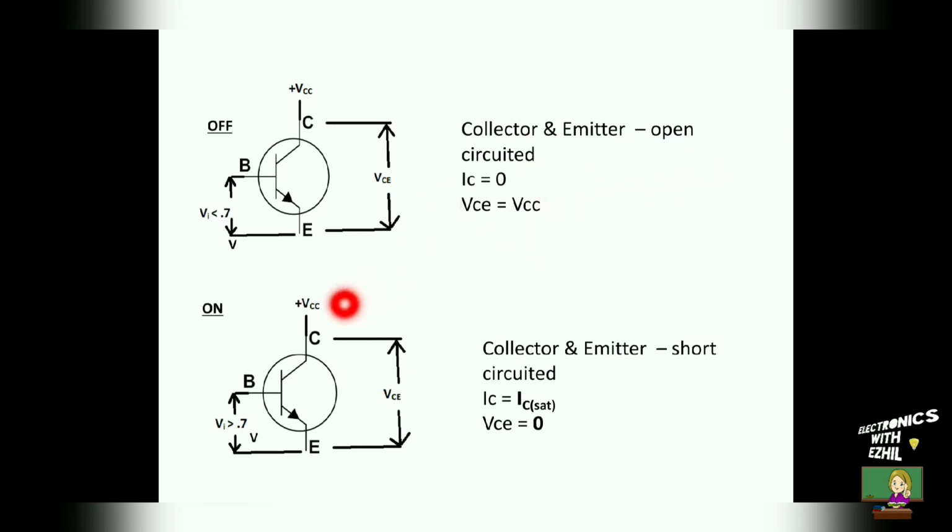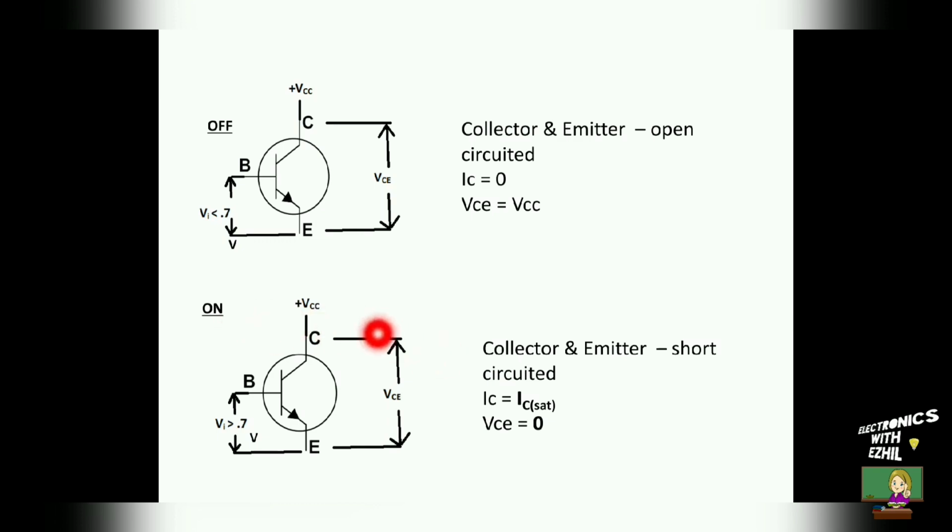Next we'll see the output voltage and output current when a transistor is at on state. When the input voltage applied between base and emitter junction of the transistor is greater than the cut-in voltage, the transistor goes to on state, which means the collector and emitter terminals of the transistor are getting shorted. So, more current will be flowing through the collector terminal, which is equal to IC saturation. The voltage across the collector to emitter terminal will be equal to 0 since the voltage across the short circuited terminal is 0. Let me summarize this.